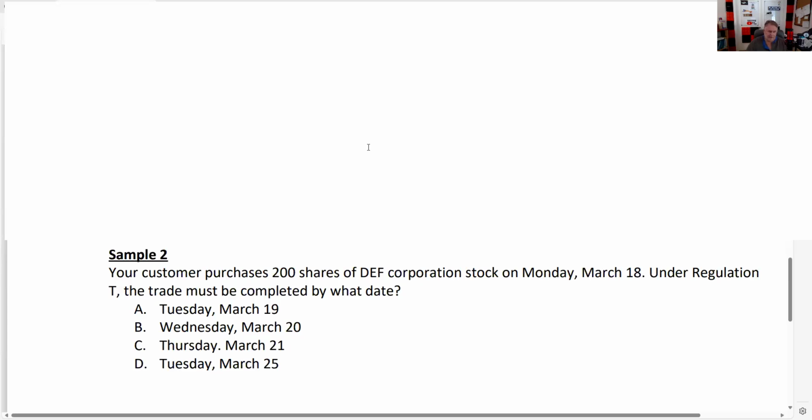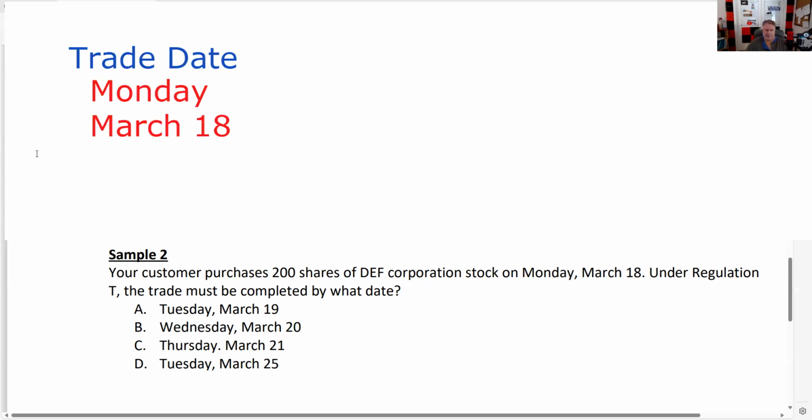Reg T has not changed. Customers still get 2 additional days to pay for their purchase. So as a margin clerk, I can't bother you until settlement +2, right? So how does that play out now in this example? So here is our trade date. Trade date is when we agree to terms. So the trade date is Monday, March 18th.